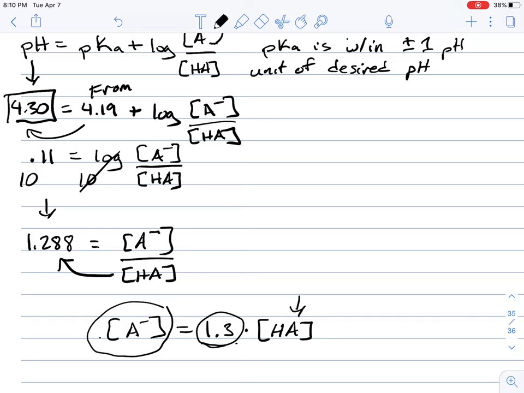In the next video, we'll go ahead and take a look at the Henderson-Hasselbalch equation again, and this time we're going to perform a neutralization reaction, and we're going to quantify the change in pH if we add a strong acid or a strong base to a buffered solution.